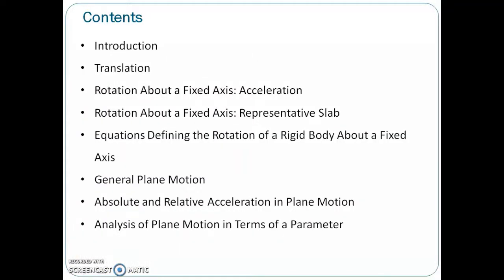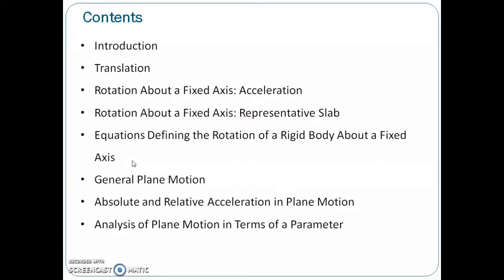So this is the outline of today's lectures. We will recap what we have covered earlier in velocity analysis. What are the available motions in rigid bodies in terms of translations, how to determine the velocity as well as the accelerations. When rotating about a fixed axis, what is its acceleration? Then we will also look into how these rotations can be represented by slabs, from planes where it rotates about an axis perpendicular to the top view of that plane.